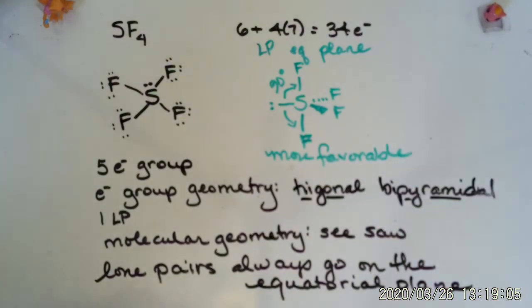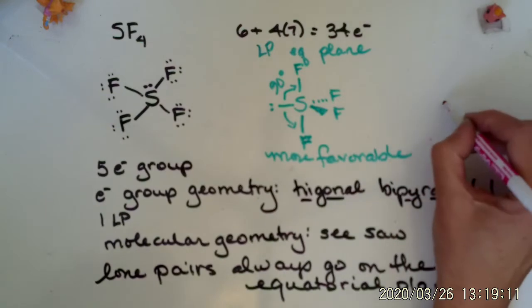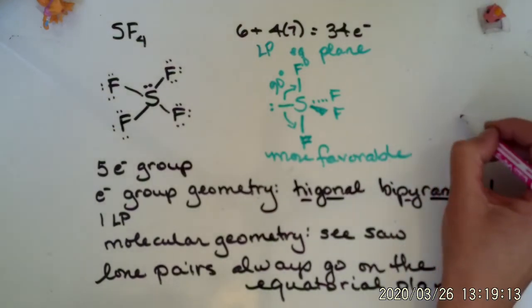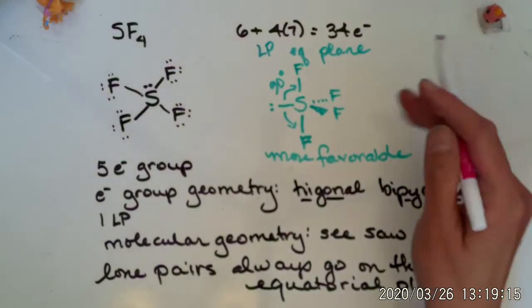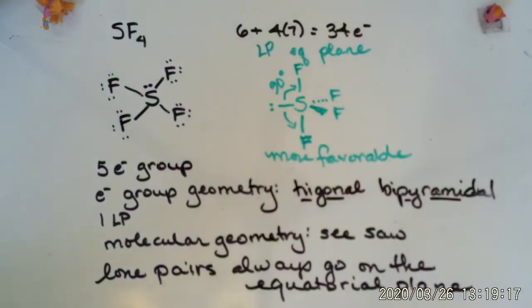Why is it called seesaw? If I just rotate the sulfur so my equatorial plane is actually here, then you can see here's my little pivot, and I'll just seesaw back and forth. So this is a seesaw.